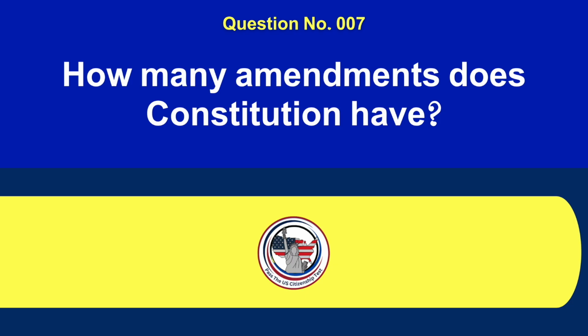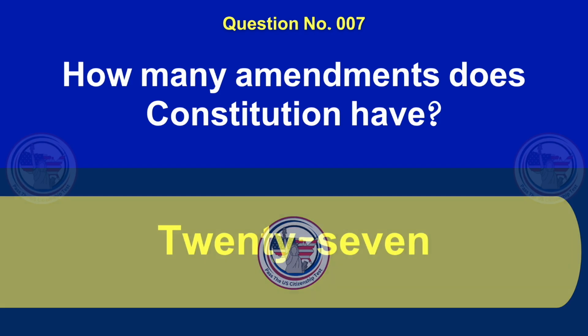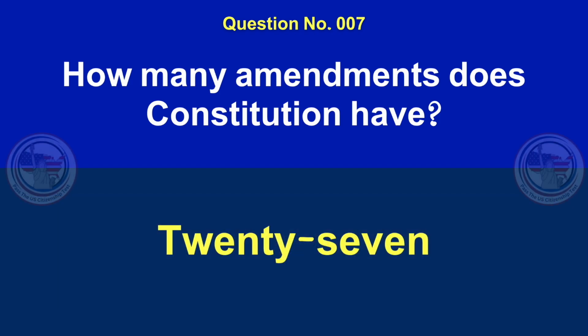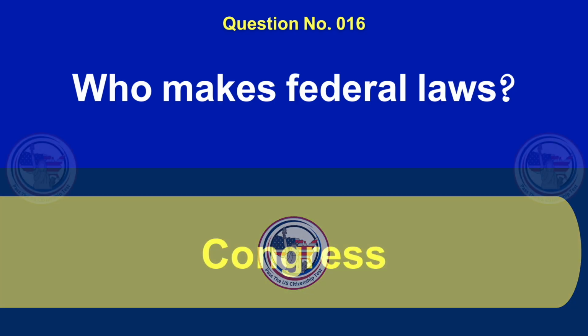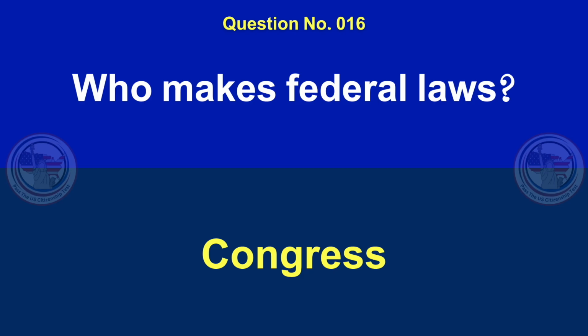How many amendments does the Constitution have? 27. Who makes federal laws? Congress.